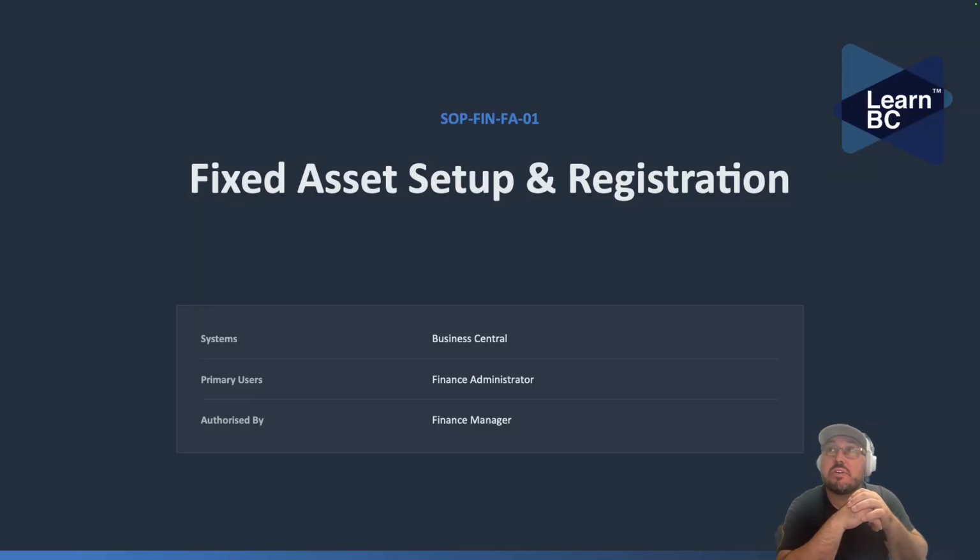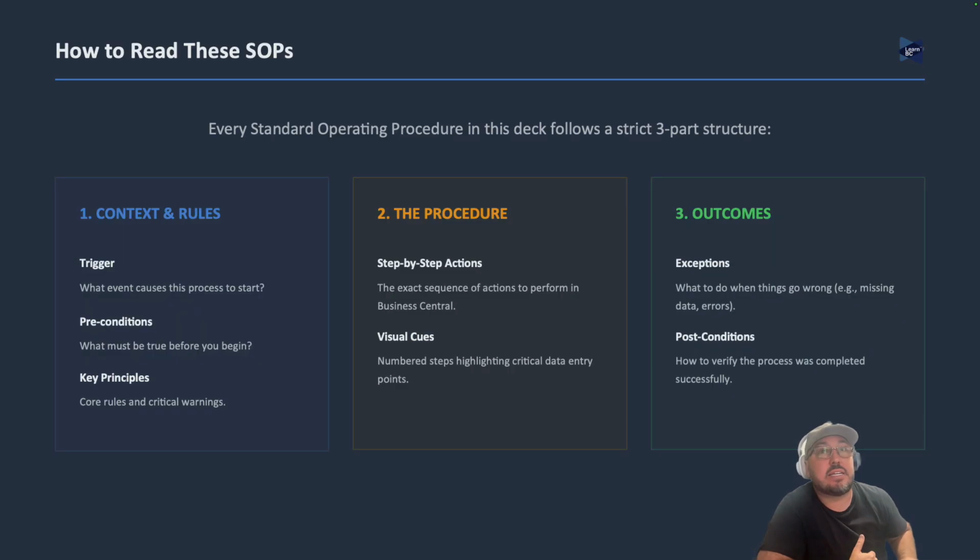You're here with Jared, and we're in the Finance 101 series called Fixed Assets, and we're in our first SOP, right? And this SOP is all about fixed assets setup and registration. So this means I've got an invoice from a supplier, I've got an asset, and I want to put this on the register. Now, before we get into this, we're going to take you through the context and rules, which means what triggered it, what's the preconditions, what are the key principles. Once we do that, we'll take you through the SOP and I'll give you a practical demo.